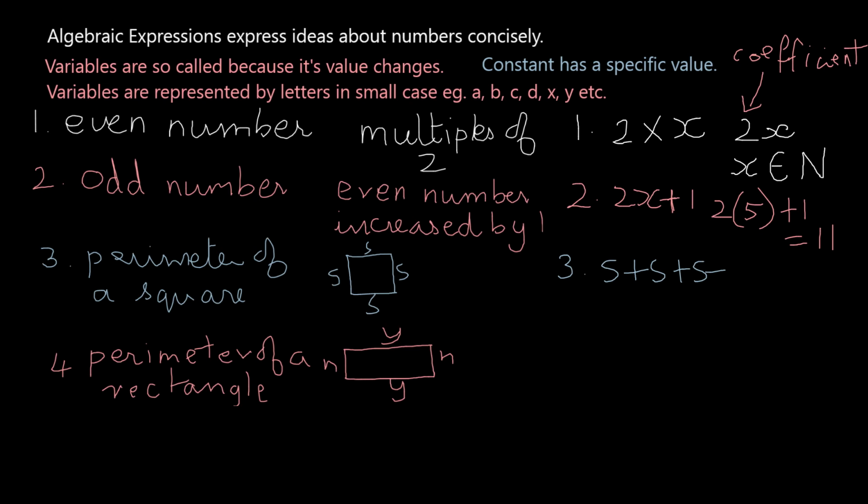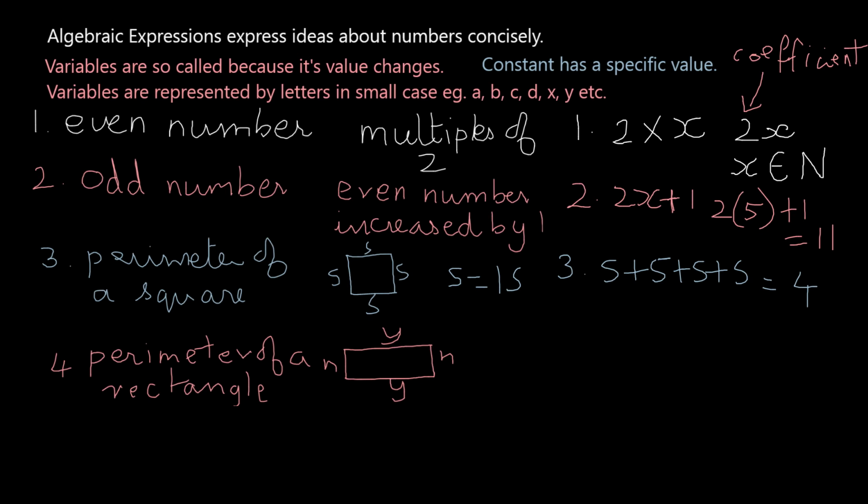Here I want to bring to your notice that when a variable exists by itself, it has a coefficient factor of 1. That is, s is actually 1s. We omit the 1 when we are writing. If 1 is the coefficient, it is generally omitted by convention. So the answer is going to be 4s.